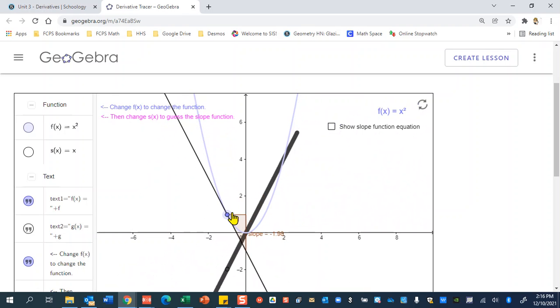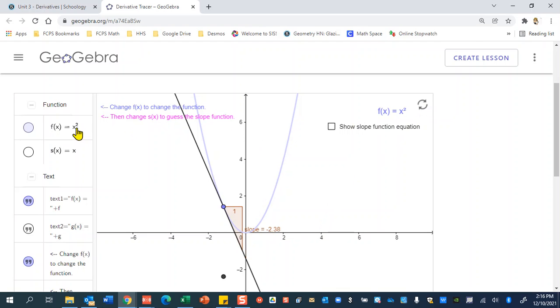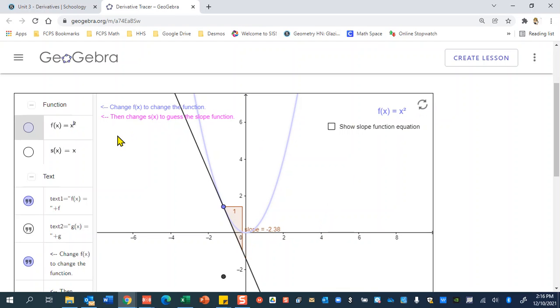The equation of my derivative line is linear. Thumbs up if that makes sense to you. All right, I've got a couple thumbs. Okay, reset. I can go into here and I'm going to change my function to a cubic function.